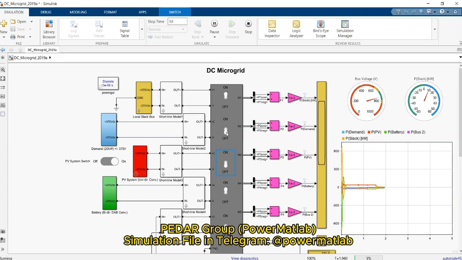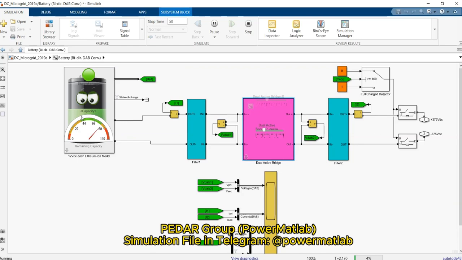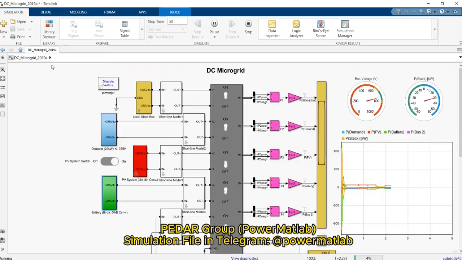For example, if I turn it on, as you can see here, the output power of the slack bus is increased to this point, and the voltage is at a stable point. As you can see here, the battery starts to charge and receive active power from the system. In this state, just the slack bus is responsible for controlling the voltage.